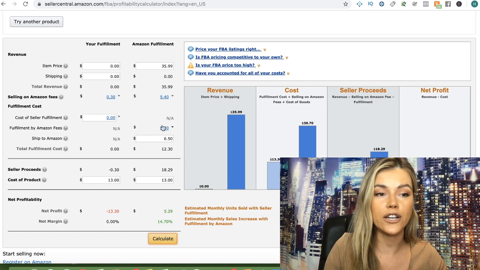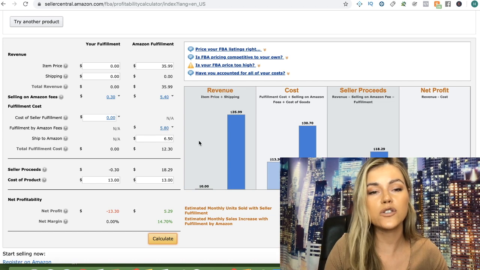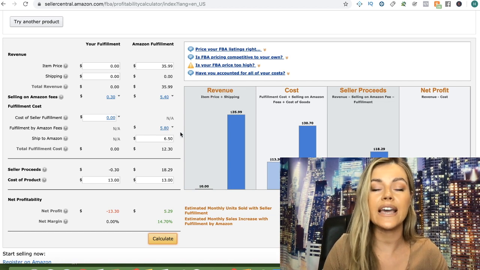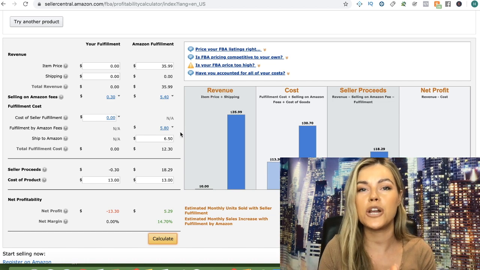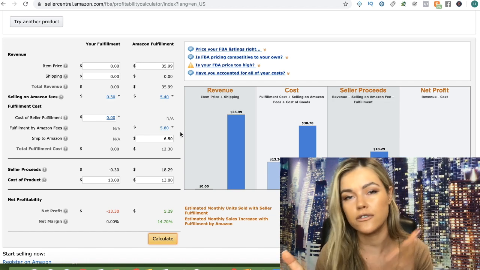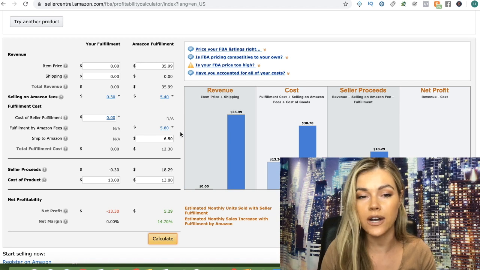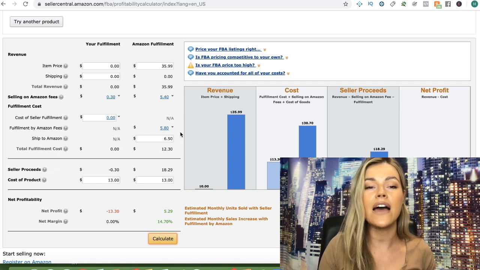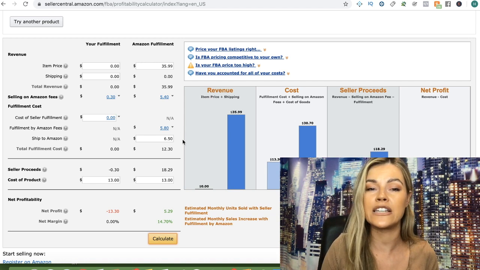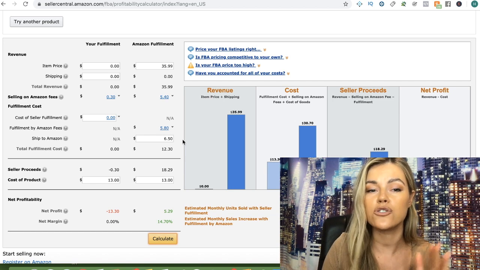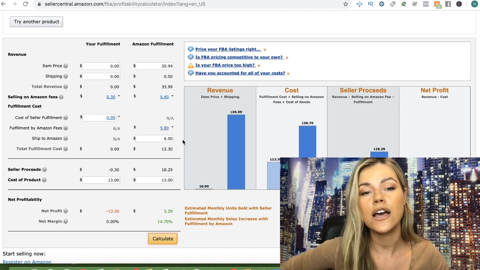And then we go right here to fulfillment by Amazon fees. This is the part where Amazon actually takes the fee because they pack and ship your product off to the customer. So obviously that costs money. And this number is literally based on the weight and dimensions of your product. So the heavier and the wider it is, the more expensive.